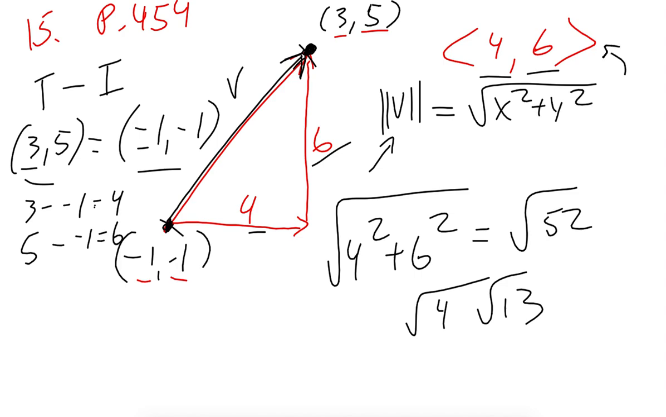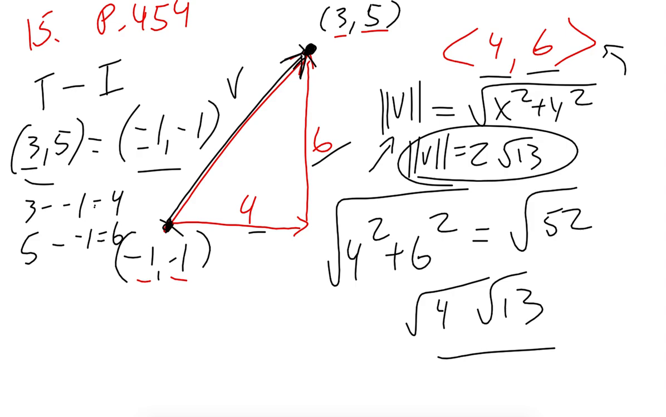when you get it into component form. So we've got 2 square roots of 13 as our magnitude for this problem. There's your magnitude. There's your component form.